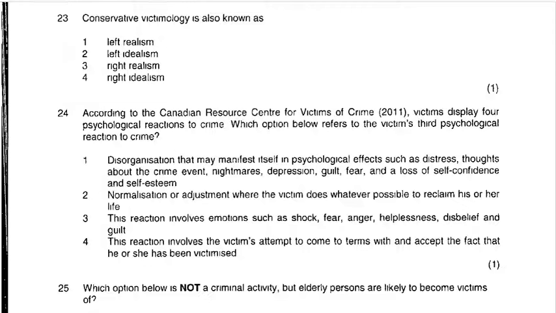24. According to the Canadian Resource Centre for Victims of Crime, victims display 4 psychological reactions to crime. Which option below refers to the victim's 3rd psychological reaction to crime? The answer is 4. This reaction involves the victim's attempt to come to terms with and accept the fact that he or she has been victimized. This is found on page 12 of our study guide.